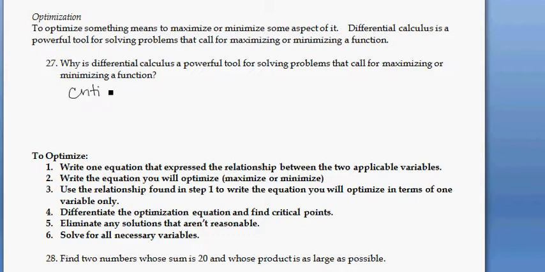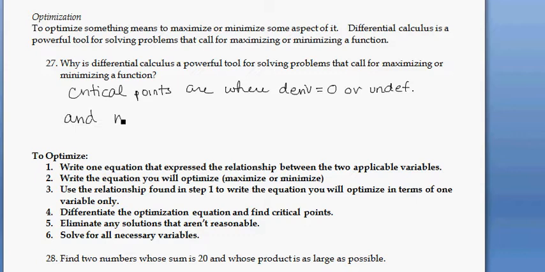that critical points are where the derivative is 0 or undefined, right? So it's related to the derivative. And that's where maxes and mins occur. Maximum and minimum values occur at critical points.